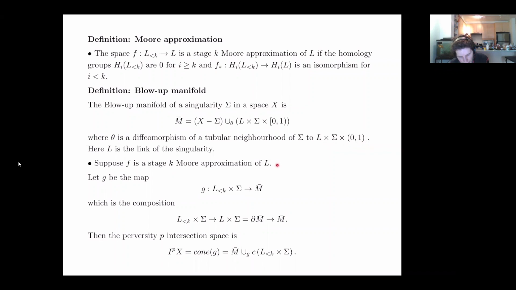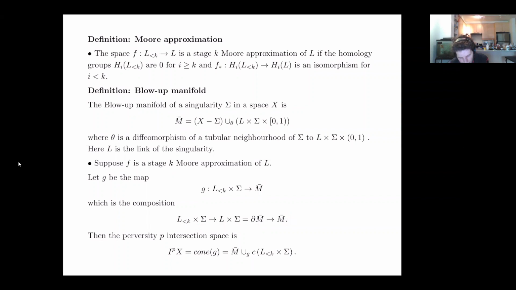So if we have one of these stage K Moore approximations of the link, let me define by G the map. This is a map from L less than K crossed with the singularity to the blow-up space. It's given by the composition of the inclusion of L less than K cross sigma into L cross sigma, which is the boundary of the blow-up space, that then includes into the blow-up space. So that's what I mean by the map G.